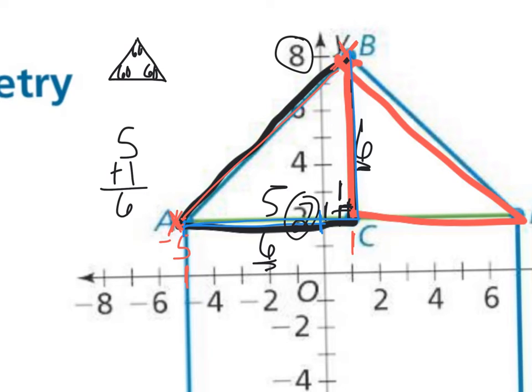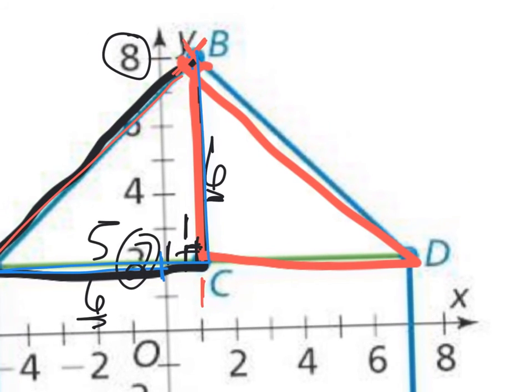So in other words, A to C to B, that'd be a total of 12. A to B is going to be less than 12, but it's going to be more than 6 for sure. Okay, so just something to think about there. So ABC is isosceles. The question is, what about this other triangle?